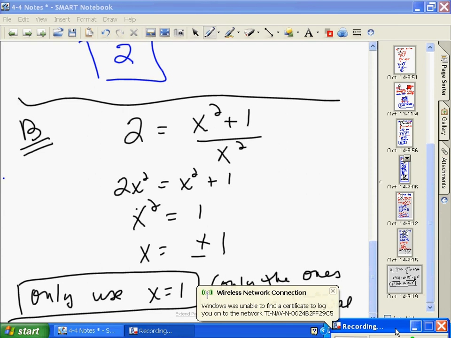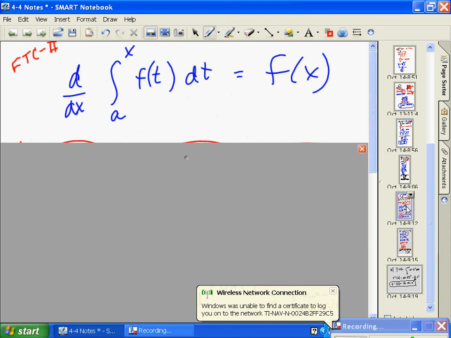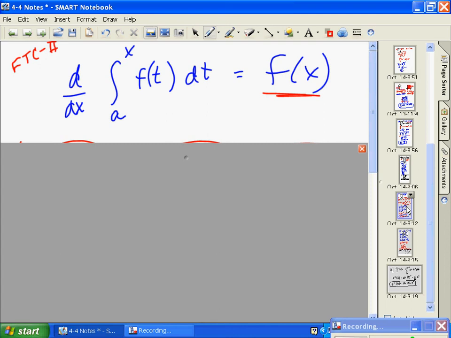Alrighty, so that's all we had to do for part B. Fundamental theorem of calculus, the second version. I call it kind of the duh theorem. But here's why. If I take the derivative of an integral, I basically get f of x. I'm kind of undoing what I just did. The derivative undoes an integral, or the antiderivative.